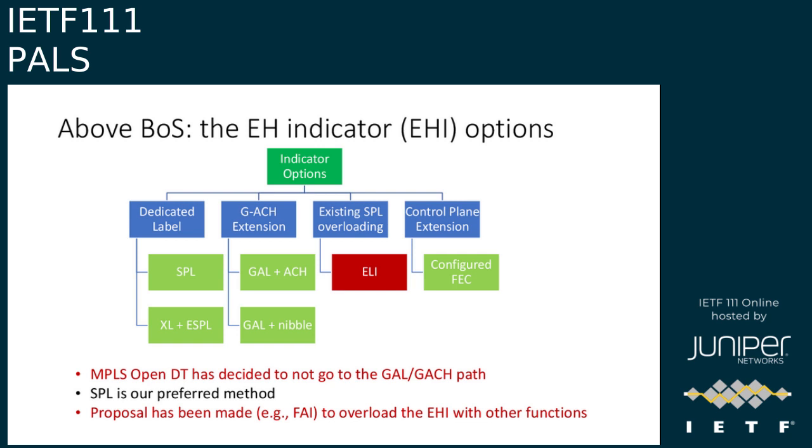The last possible solution is without using any special purpose label. Instead, we just use a control plane configuration to configure the FAC labels to indicate the extension header in the packet. And based on the past OpenDT discussion, we have decided not to go down the GAL and GSH path. For us, using a single special purpose label is preferred. And also, there are proposals that have been made, like the FAI, to overload the indicator with some other forwarding functions.